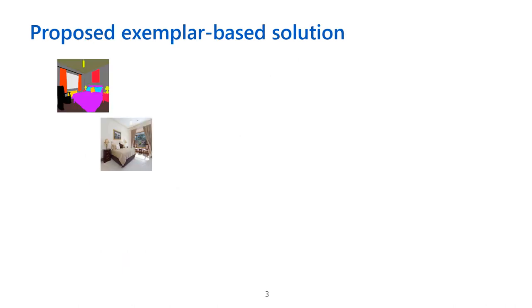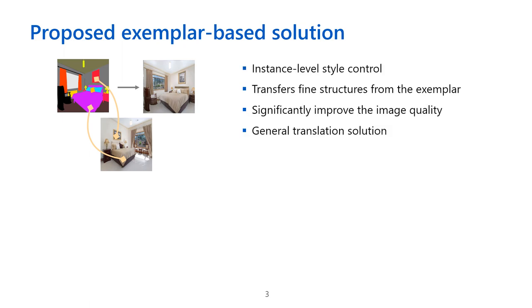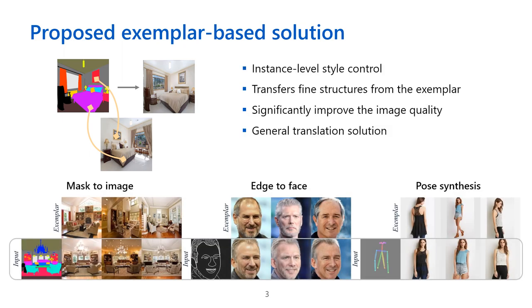To solve these problems, we propose CoCosNet, which translates the image according to a user-given example. The network utilizes the texture from the exemplar and generates the output with similar details. Our method is a general solution and can be applied to various tasks.